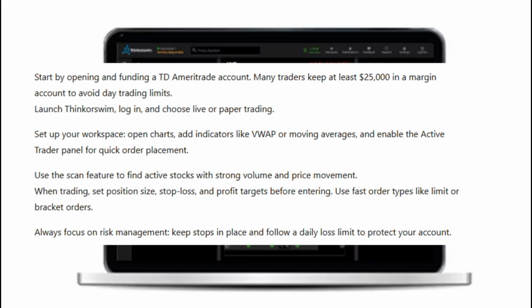Start by opening and funding a TD Ameritrade account. Many traders keep at least $25,000 in a margin account to avoid any trading limits. Launch Thinkorswim, log in, and choose live or paper trading.